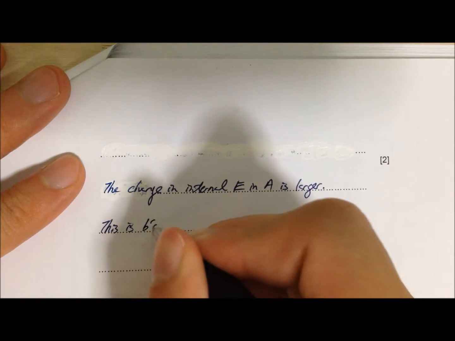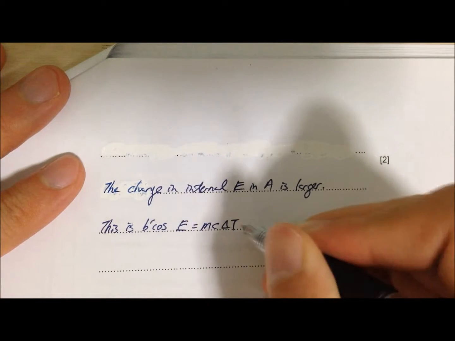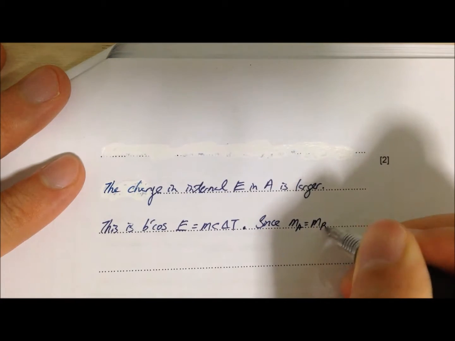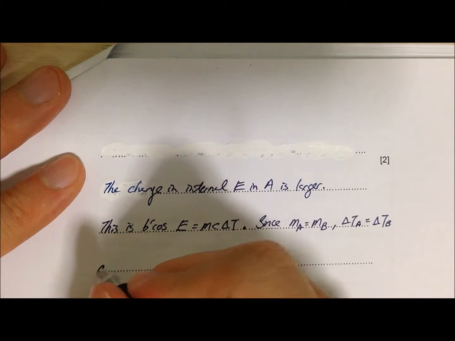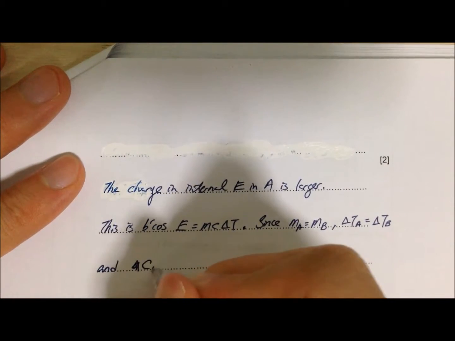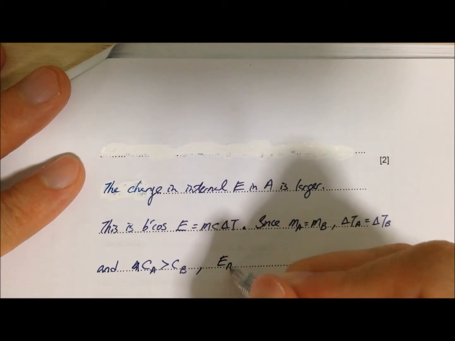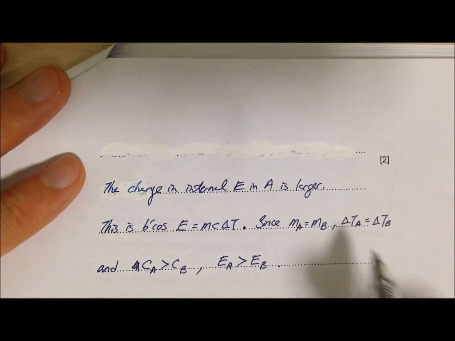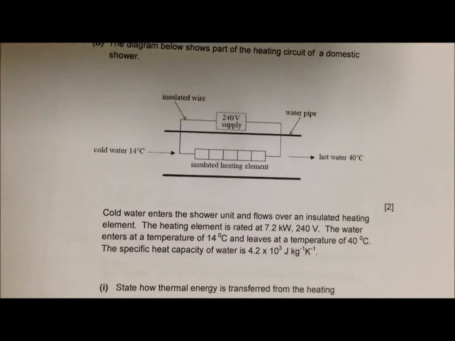This is because E is equals to mc delta T. Since MA is equals to MB, delta T of A equals to delta T of B, and your C of A is larger than C of B, so hence your energy in A will then be bigger than your energy in B. Okay, yes, you can use mathematic expression in your explanation. It is okay. Okay, let's look at part B.